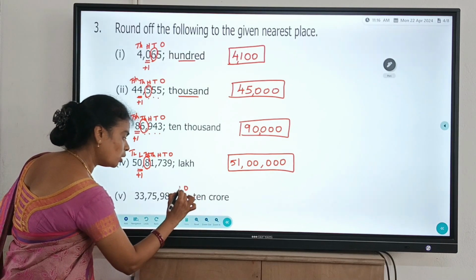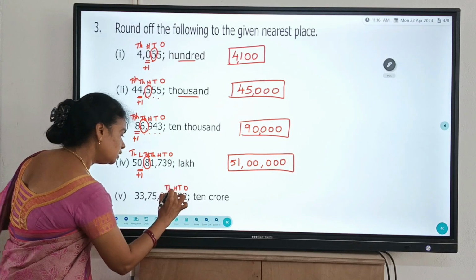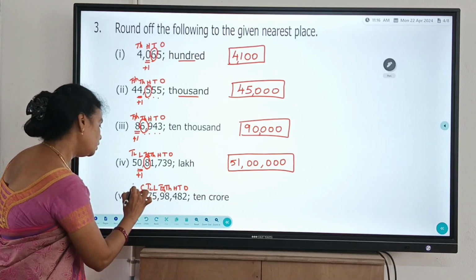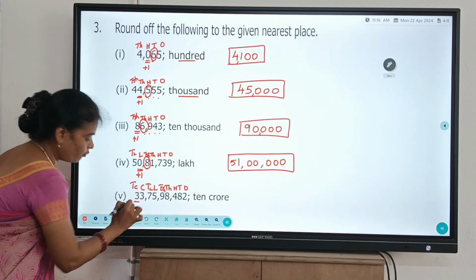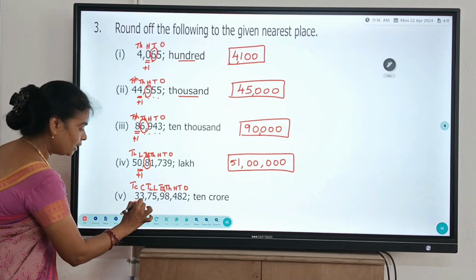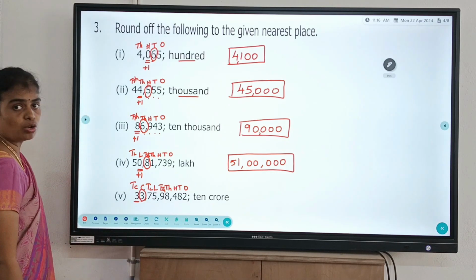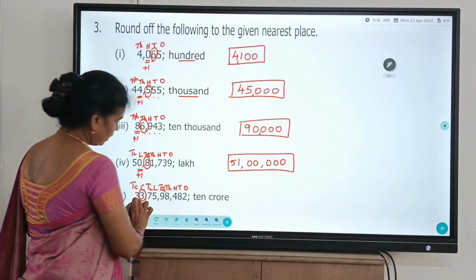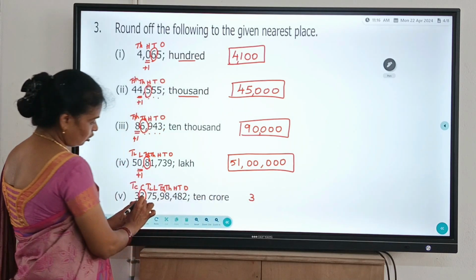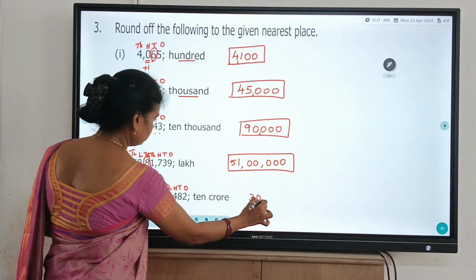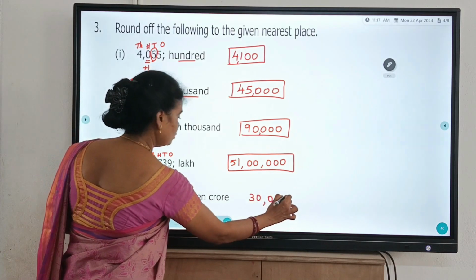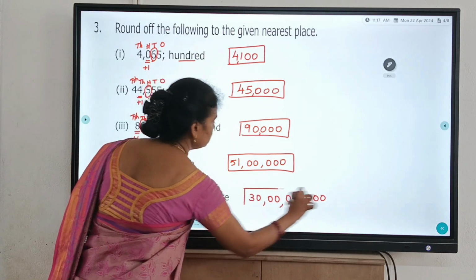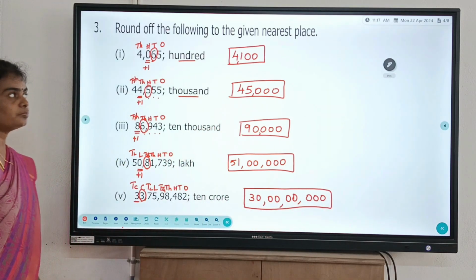Next one, to the nearest 10 crore. Again write the place values ones, tens, hundreds, thousands, 10,000s, lakhs, 10 lakhs, crore, 10 crore. So you are going to round it off to the nearest 10 crore. Compare the next number. See if it is equal to 5 or greater than 5. So here in this case it is less than 5. So don't do any changes. Write this number as it is 3, and instead of these digits you write zeros. So 0 here, 0, 0, 0, 0 again, and for hundreds group we will write 3 zeros. So this is your final answer. Is it easy, children?